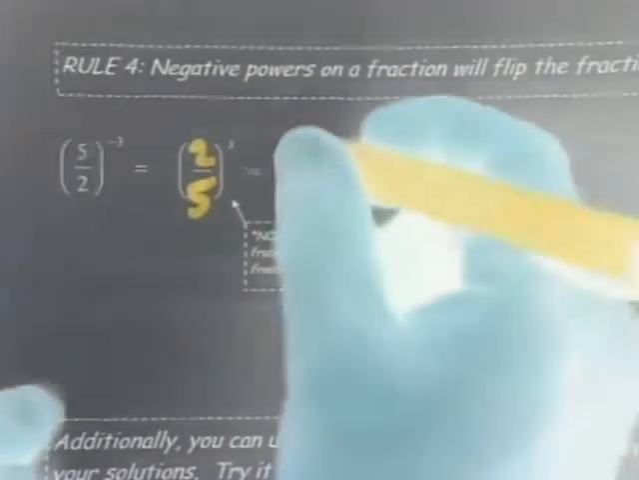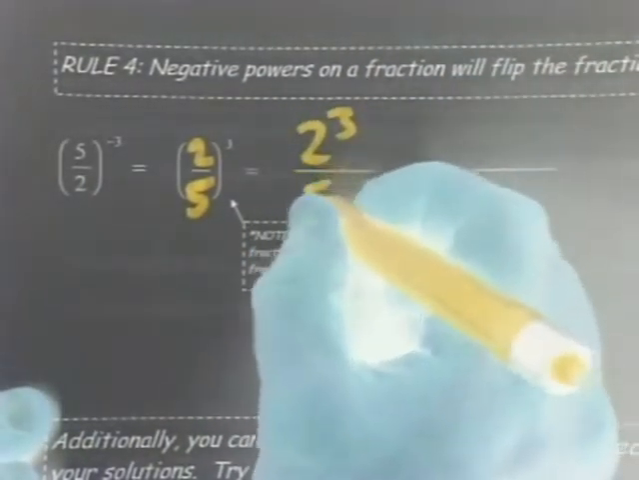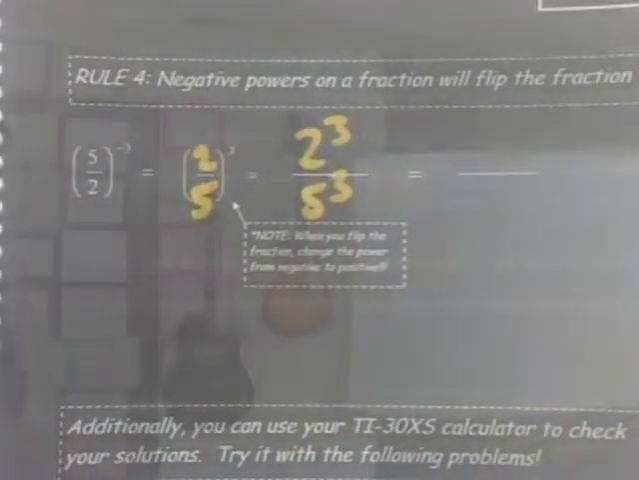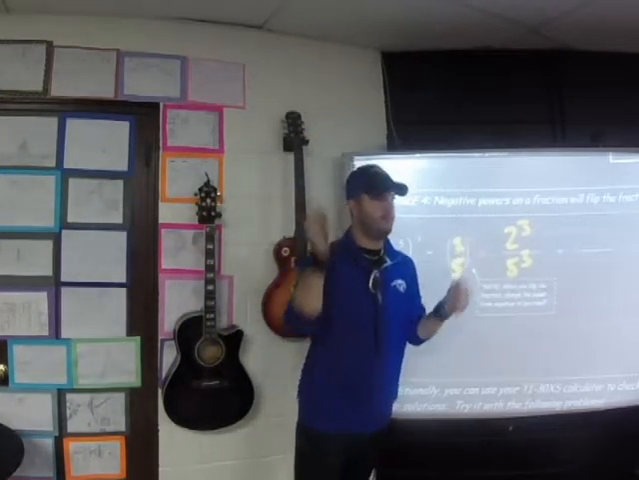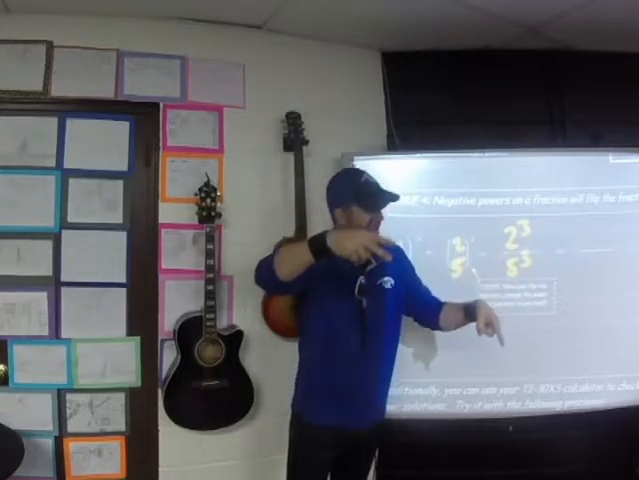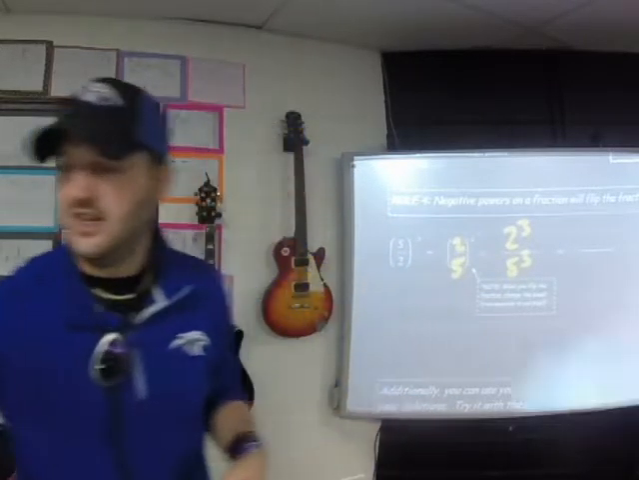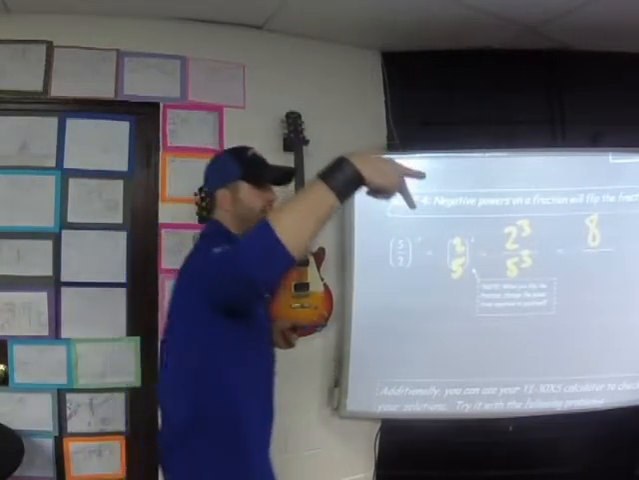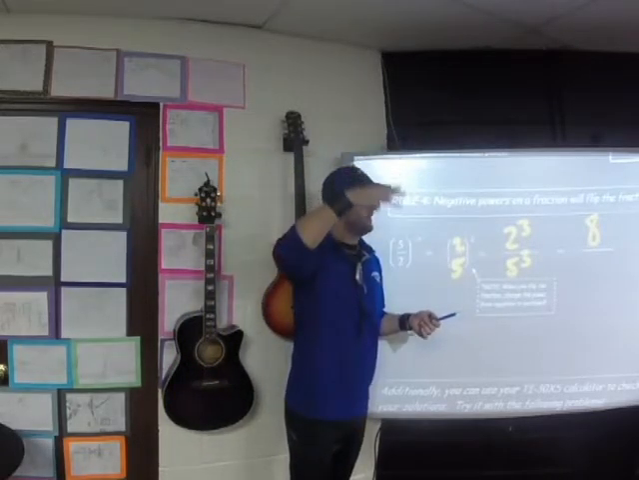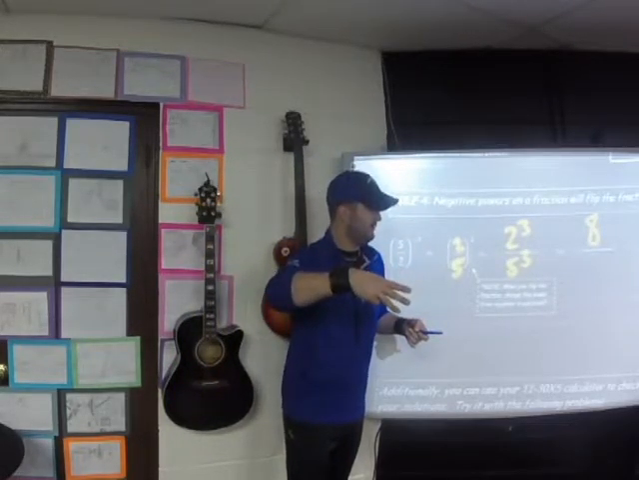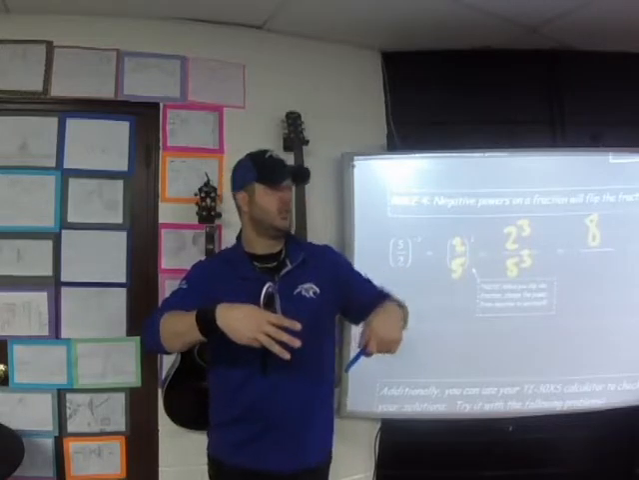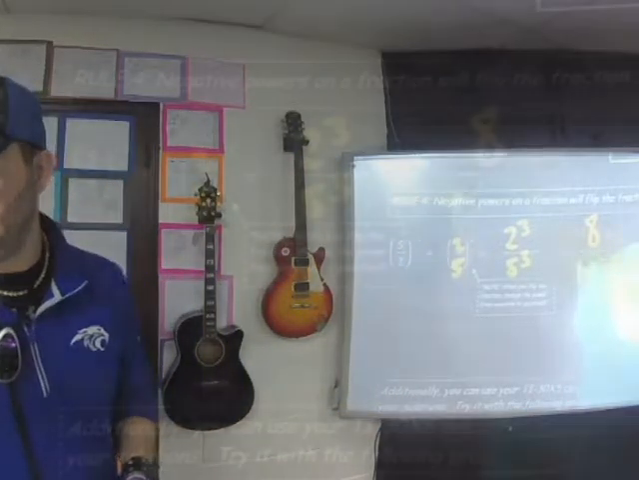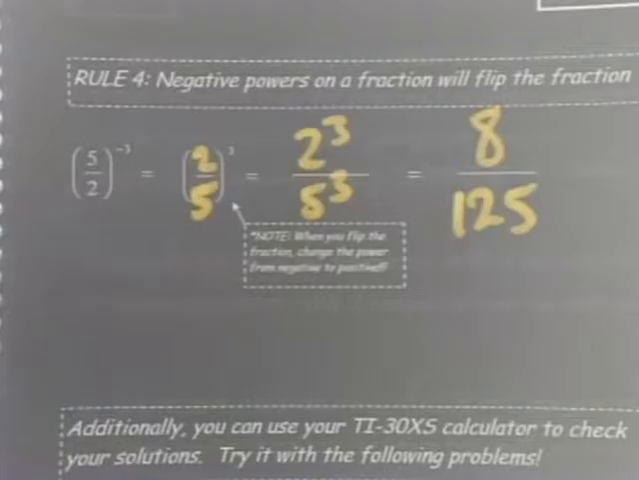Let's go 2 to the 3rd over 5 to the 3rd. 2 to the 3rd, let's deal without a calculator. What's 2 times 2? 2 times 2 is 4, times 2 is 8. And now let's do 5 to the 3rd. 5 times 5 is 25, and 25 times 5? 25 times 4 is 100, so 25 times 5 is 125. All right, so what does the negative power do? Flips it. If it's negative 3, we'll flip it and then make it positive 3.